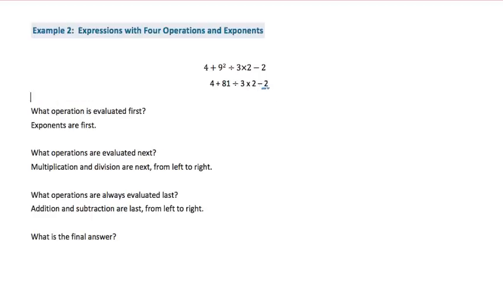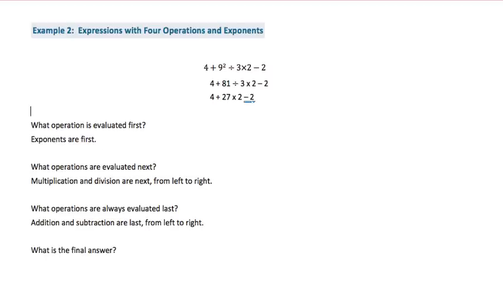Our next step then is multiplication and division from left to right. Well, the first thing I encounter is division, 81 divided by 3. So that is the part that I have to do next. And 81 divided by 3 is 27. And I'll rewrite the rest of the problem just so I can clearly see what I have left. And what I have left is addition, multiplication, and subtraction. So my multiplication problem comes next. 27 times 2 is 54.